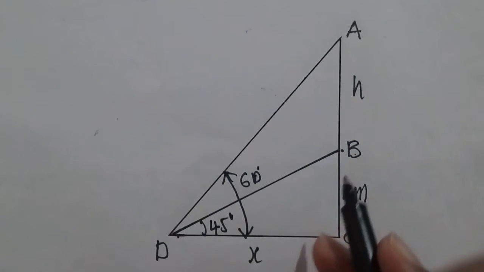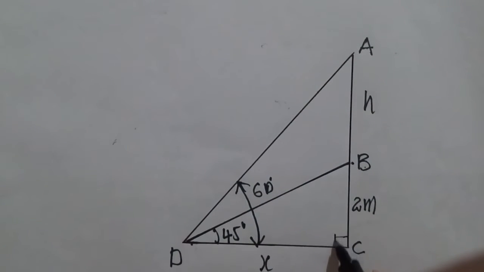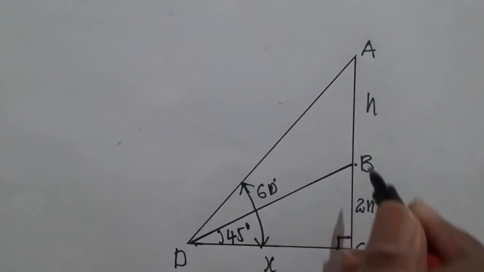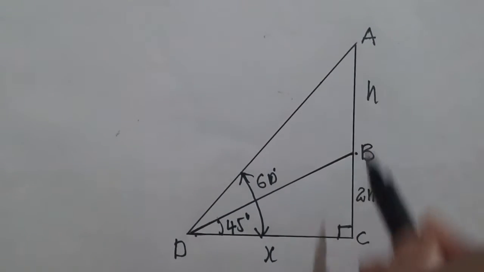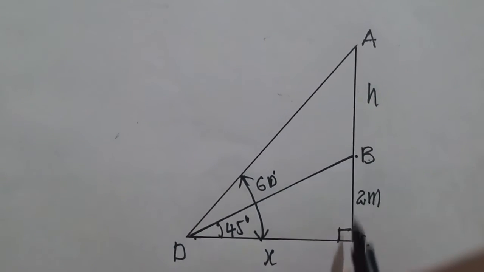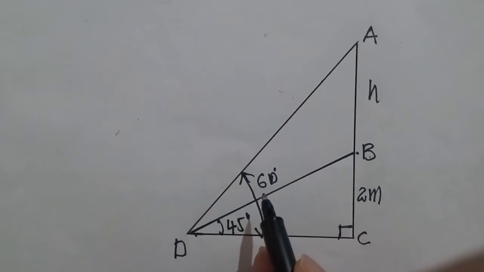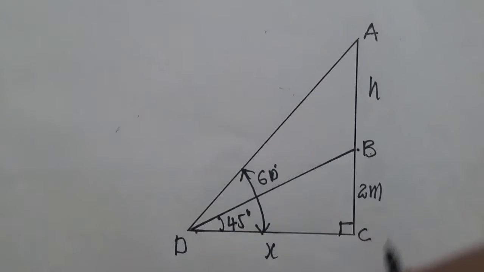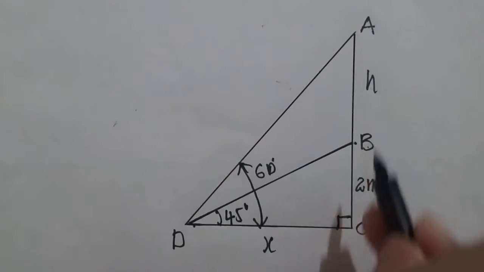Now we will get two triangles. One right angle triangle we will take is BCD. Here angle C is a right angle. I will take BCD once and prove. Again I will take ACD. Two right angle triangles I will take and prove. This right angle triangle has 45 degrees and the other right angle triangle is based upon the 60 degrees angle. The length of AB is H, and the length of AC is H plus 2.